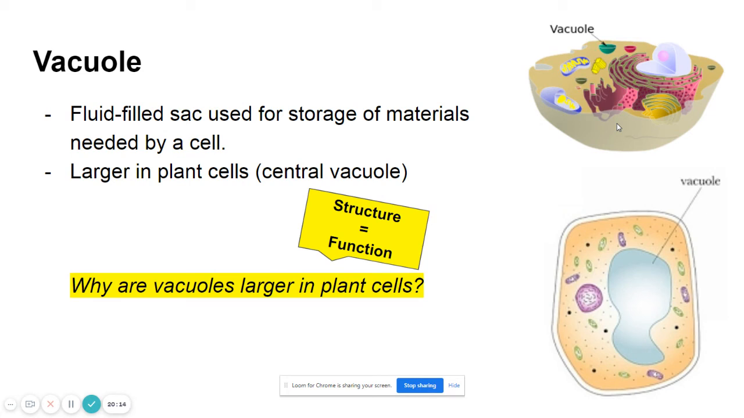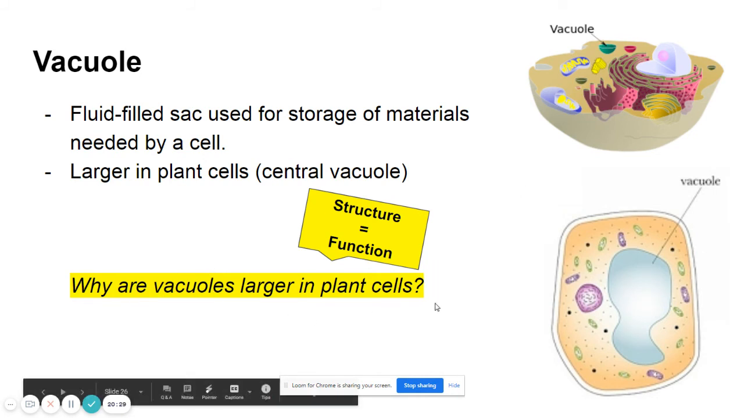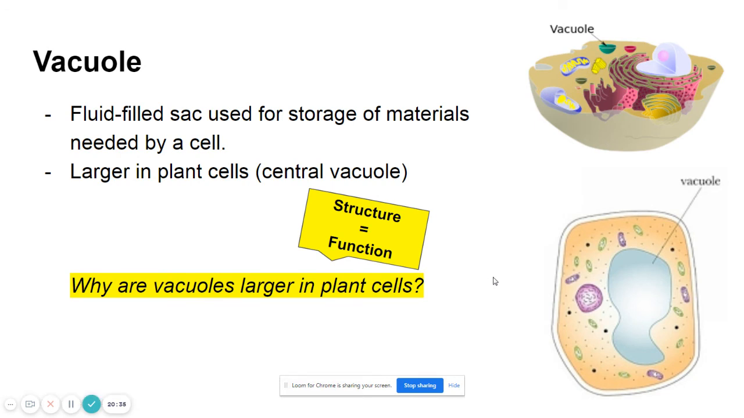So for that reason, plants need larger vacuoles to store a lot more water, because they do need more water, and they also need to store a lot more of it because they can't just go and drink whenever they are thirsty. So vacuoles are larger in plants because plants require the storage of a lot more water than animal cells.